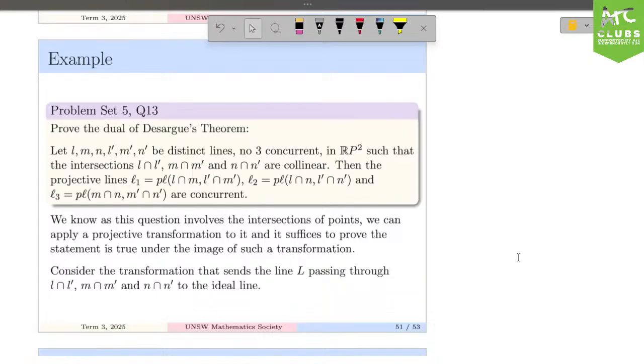However, what we can do is apply a projective transformation on it, because we're only dealing with concurrency, collinearity, and points being on lines, then the statement will still be true under a projective transformation, if it is true here. And because it's bijective, that applies both ways.